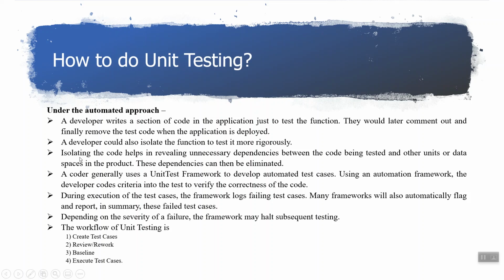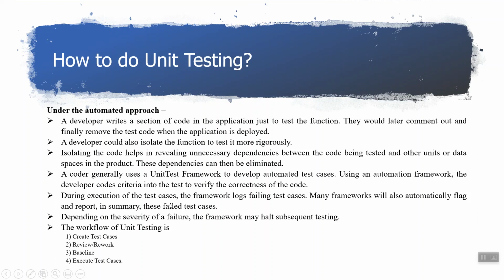Isolating the code helps in revealing unnecessary dependencies between the code being tested and the other units or data spaces in the product. These dependencies can then be eliminated. A coder generally uses a unit testing framework to develop automated test cases. Using an automated framework, the developer codes the criteria into the test to verify the correctness of the code.